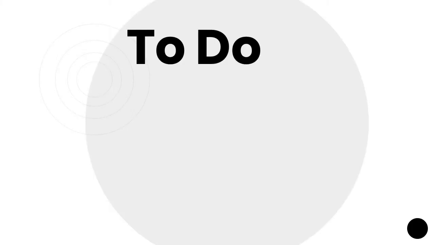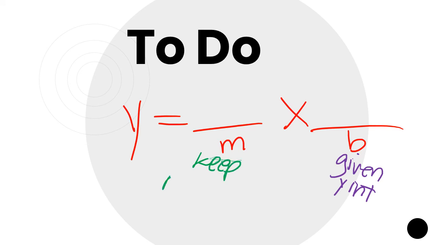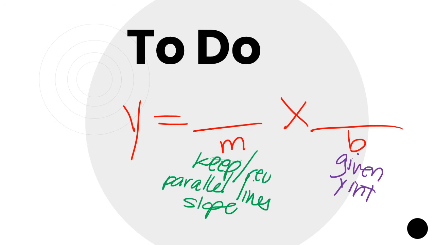All right, so key things, if we were to summarize everything, we are continuing to use slope-intercept form. We're continuing to plug in b. B will be given to you, so pay attention to the y-intercept. Okay. M, you're going to keep parallel lines slope. So whatever slope was in the other line, you're going to reuse it. Okay. Keep or reuse. Maybe that word sounds a little better for you.